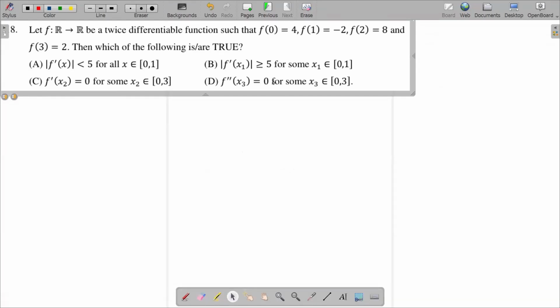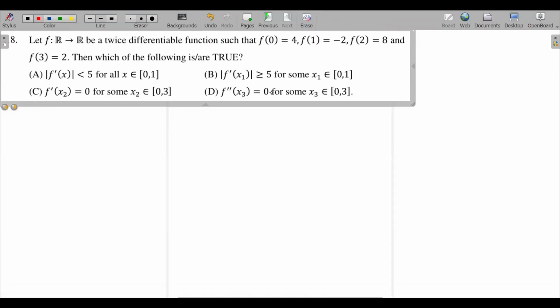So similarly, here we can use the Rolle's theorem. Sorry, LMVT. Correct. So try it out.